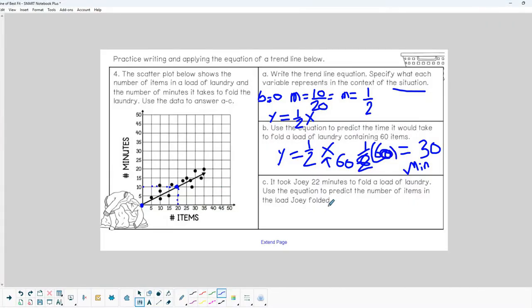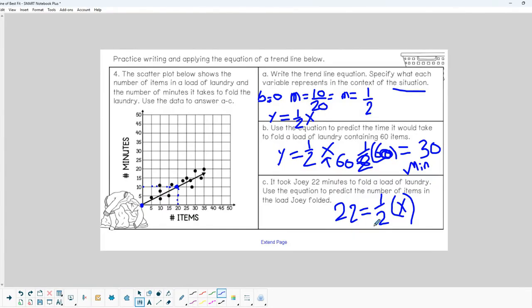Okay, it took Joey 22 minutes to fold a load of laundry. Use the equation to predict the number of items that was in that laundry. So that means for y in this case, we know that it took 22 minutes. So we're going to use our equation now to find out how many things were in this load. So we have 1/2 x equals 22.